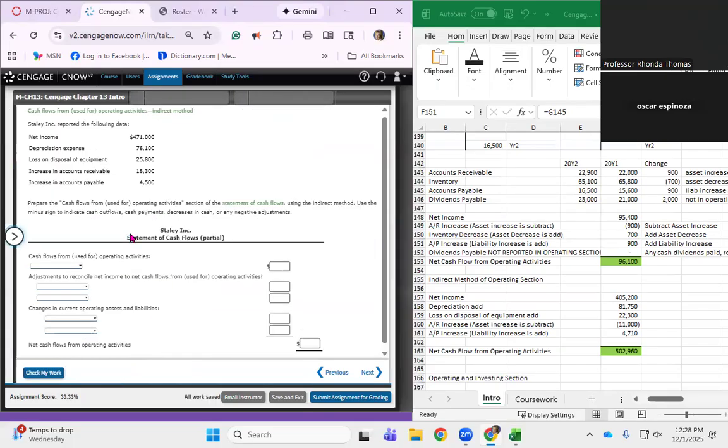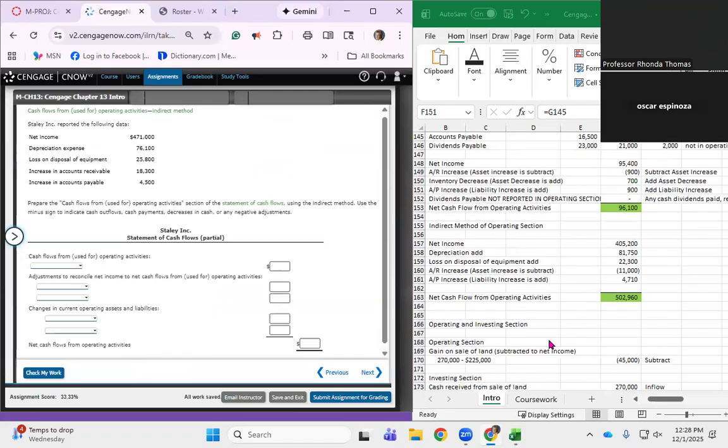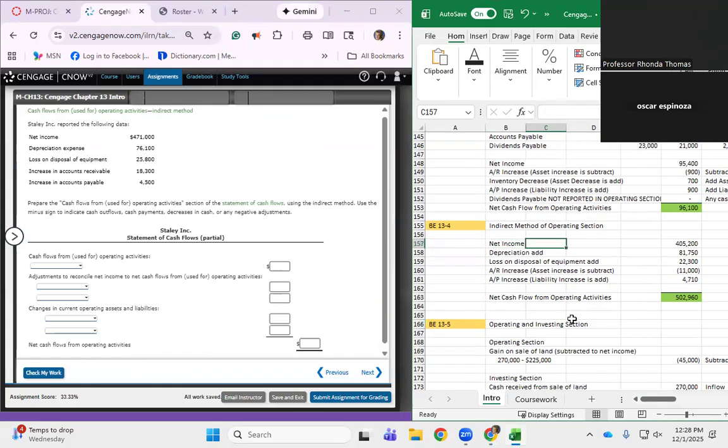Okay, now let's do a little more of a cash flow statement. I won't use T accounts this time, but we're going to do that indirect method of the operating section. So we always start with net income. I've got 471,000. Depreciation, they have given it to us. So you add depreciation. They have given us a loss. So you'd have to go back and look at your recipe, but a loss gets added back.